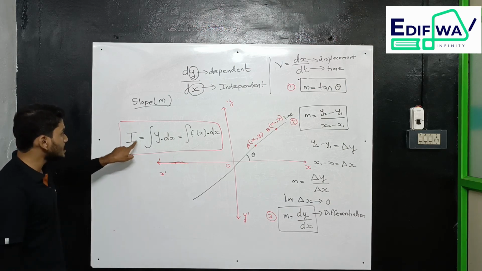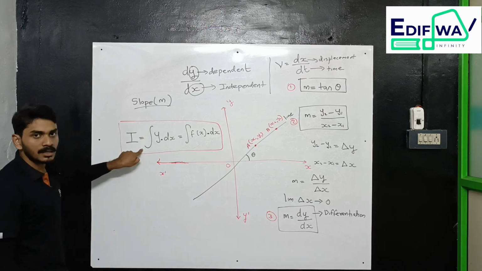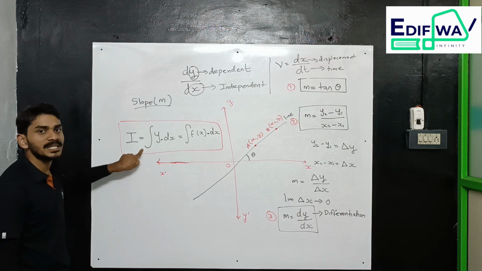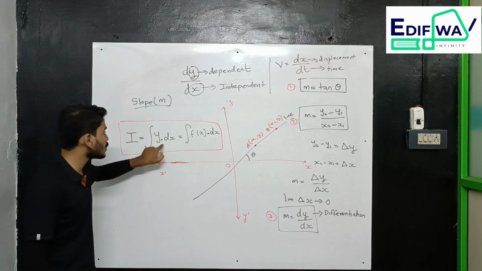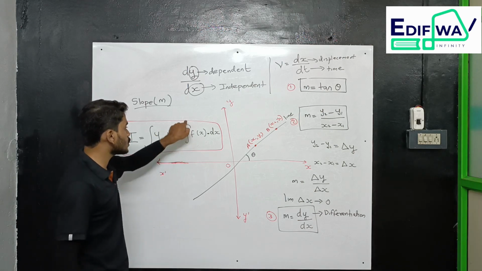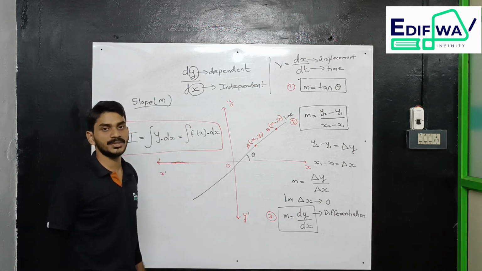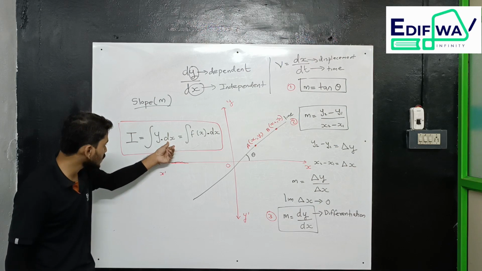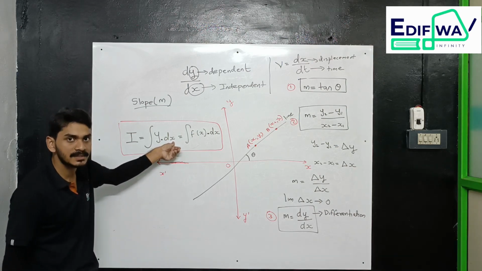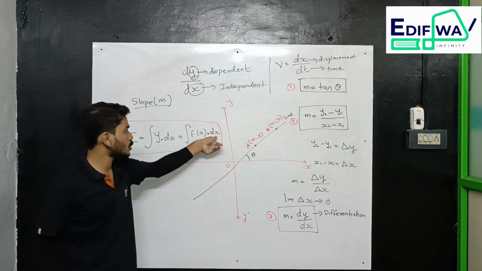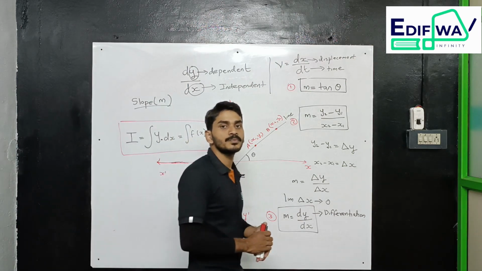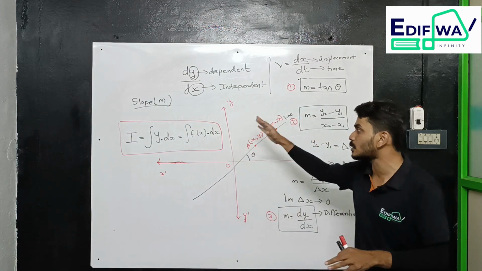Integration I is equal to integral. This symbol is called integral. It is a symbol of integration. Integral y dx is equal to integral f of x dx. Clear? Here the variation is in dx, that is in x. The variation is in x. X is independent. Here also dx. So I hope you understand these concepts.